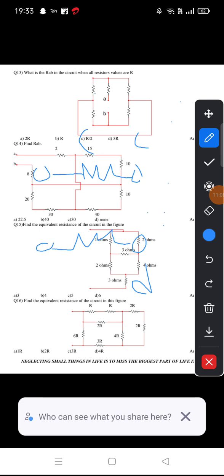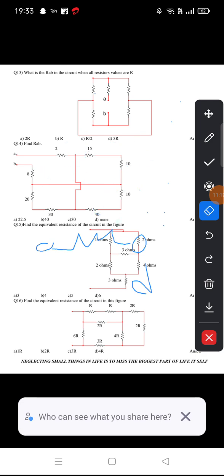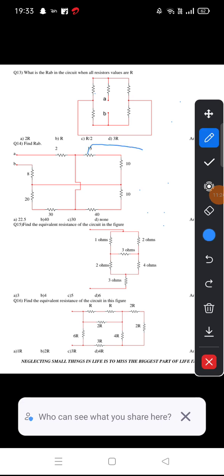Then see here, 15 and 10 are connected in series. Next, 10 and 40 are connected in series. Now see here, 15 and 10 are in series, this 10 and 40 are in series, and 20 and 30 are in series, right? These two resistors are replaced by a single resistor, and all of these pairs are replaced by single resistors. This is 25 ohm, this is 50 ohm, 50 ohm, right?